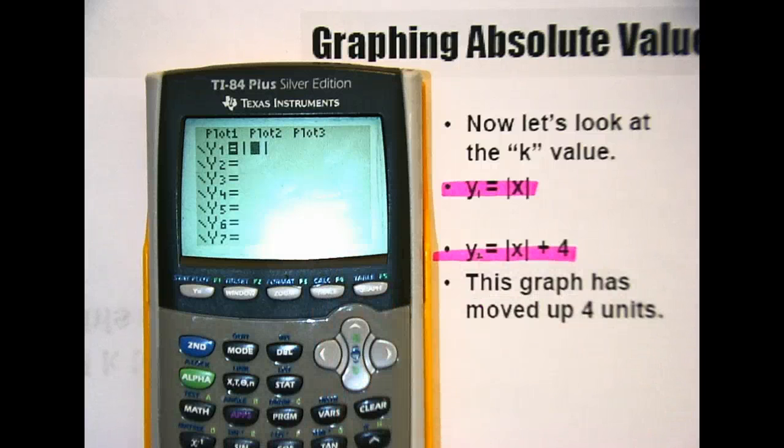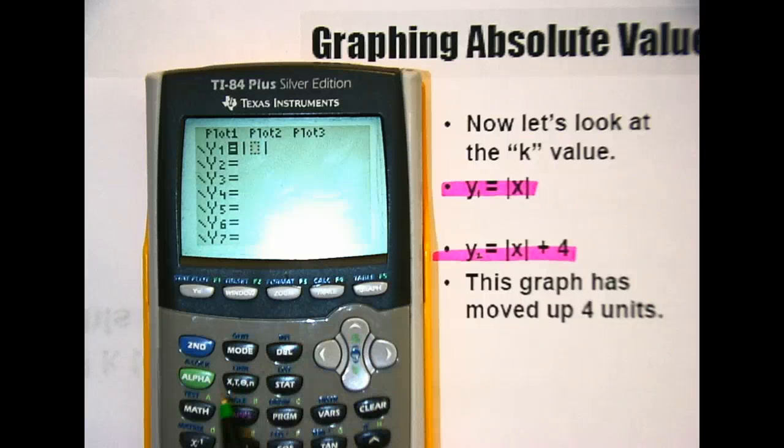So what we want to do is we want to put x. Everyone show your neighbor where that X symbol is again. We talked about it before break. Okay, Jake, where's it at? You don't know? Where's the X symbol? Good, yeah, it's this guy here, the X,T,theta,n.